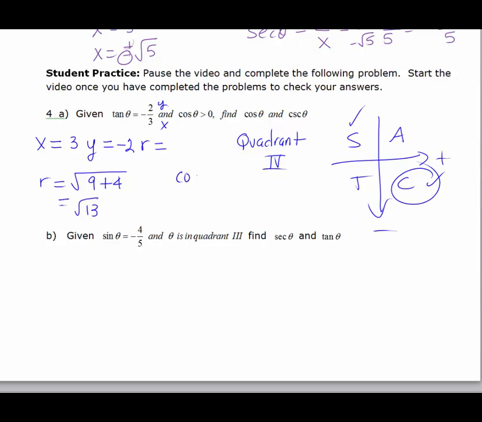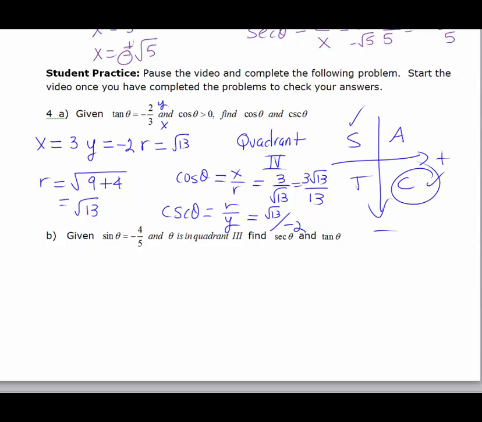From there, I can find the cosine of theta, which is x over r, which would be 3 over the square root of 13, or if rationalized, 3 square root of 13 over 13. I can also find the cosecant of theta, which is just 1 over the sine, or r over y. R is always positive, and we said r was square root of 13, and y was equal to negative 2.